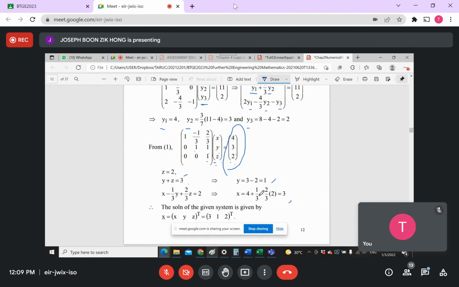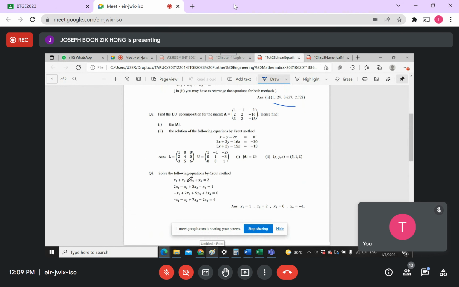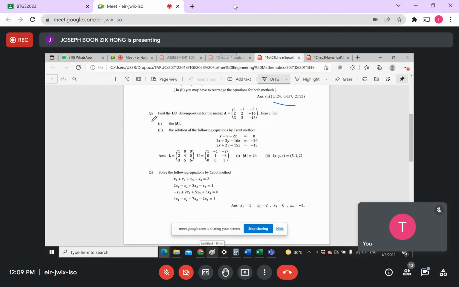Before I proceed again, you try to do number 2. Try to get number 2. When we say Crout's method, that means it's LU decomposition. Try to do it. Number 2.